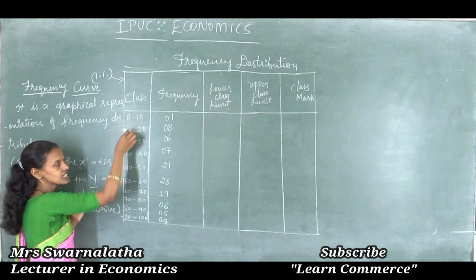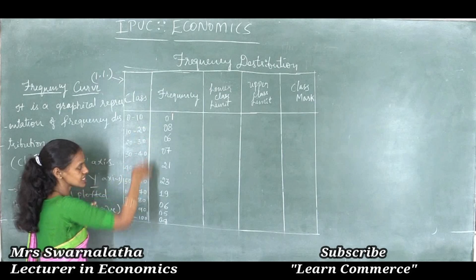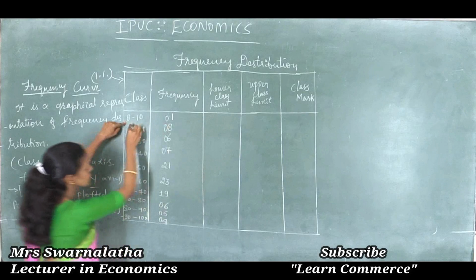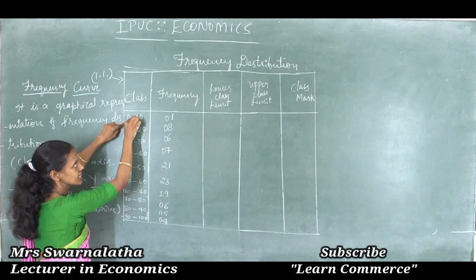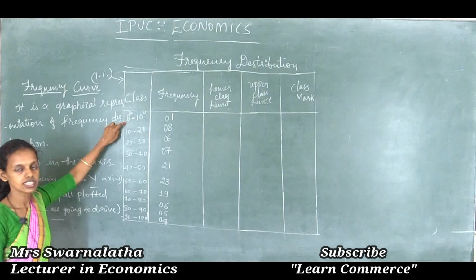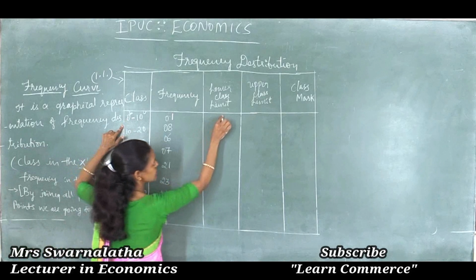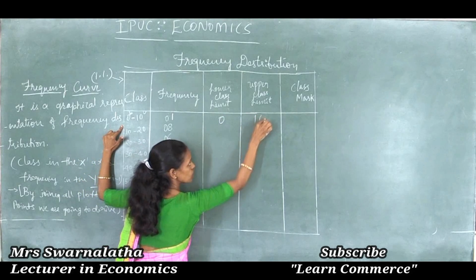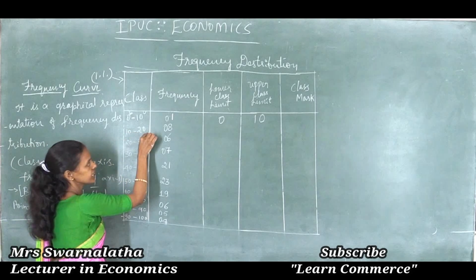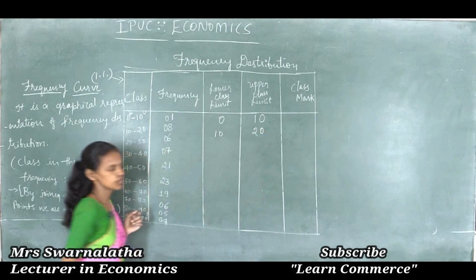As I said, the left side of the class interval is the lower class limit and the right side of the class interval, the highest value, is the upper class limit. Let us see the lower class limit from the class interval. 0 and 10 is there. 0 is the lower class limit and 10 is the upper class limit. In the 10 to 20 class, 10 is the lower class limit, 20 is the upper class limit.